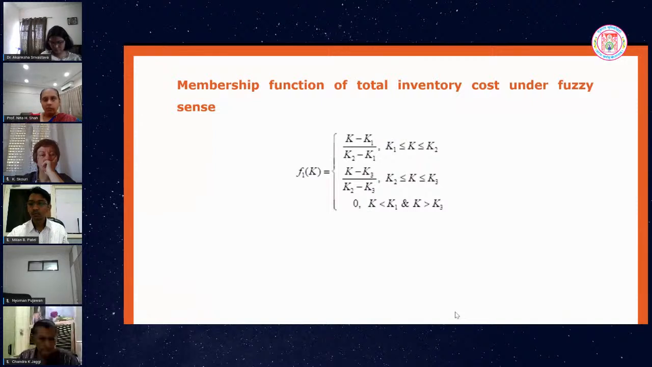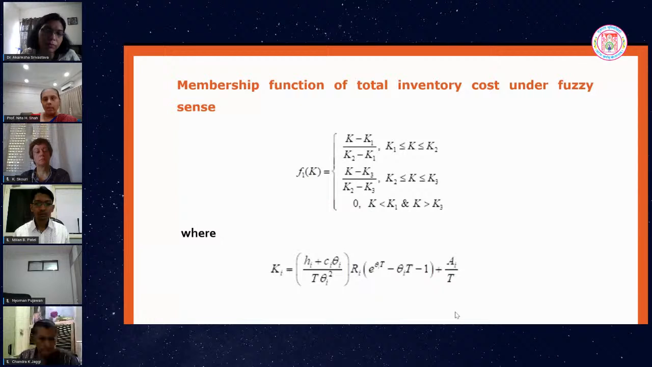Okay. So we want to get into fuzziness. So we will have the membership function F1 of K as (K minus K1) upon (K2 minus K1) if K, the total cost, lies between K1 and K2, and (K3 minus K) upon (K3 minus K2) if it lies between K2 and K3, and 0 otherwise, that is outside the interval. Here, this Ki is given by (Hi plus Ci theta i) upon (T theta i squared) into Ri into (e to the power theta i T minus theta i T minus 1) plus Ai upon T. So i is 1, 2 and 3, with 2 being the middle one, 1 on the left and 3 on the other side.